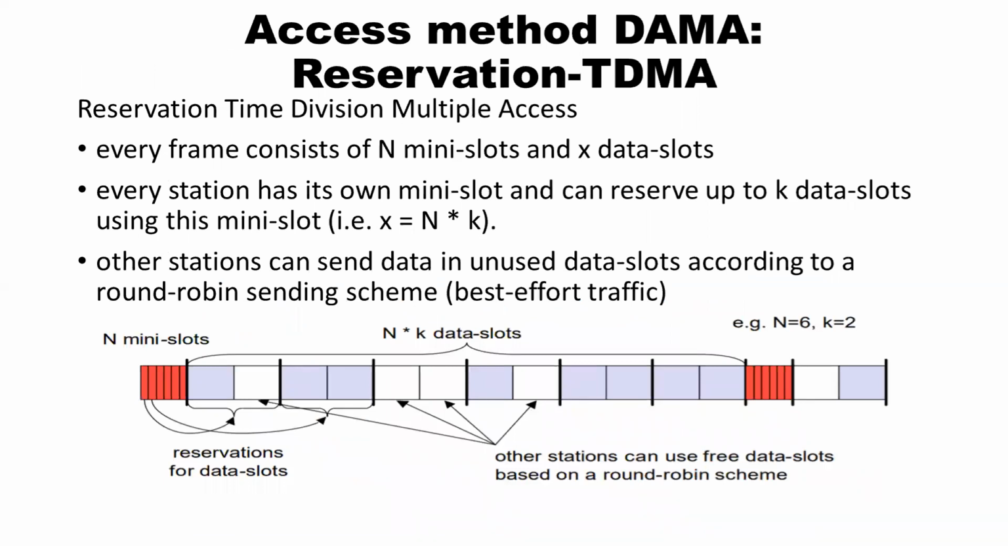Access method DAMA, reservation TDMA. Every frame consists of N mini slots and X data slots. Every station has its own mini slot and can reserve up to K data slots using this mini slot. Other stations can send data in unused data slots according to a round robin scheme.